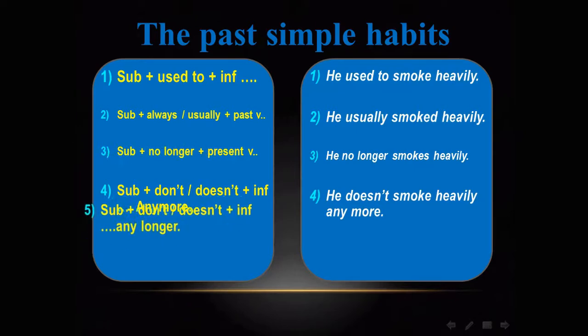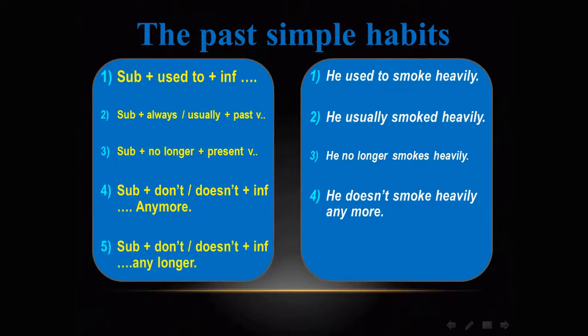The fifth case it's similar to the fourth case فيها شبه شوية من الحالة الرابعة وهي sentence begins with subject then don't or doesn't and ends with any longer. يعني فوق any more هنا any longer. الإكزامبل بتاعي برضه he doesn't smoke heavily any longer. يبقى we have 5 cases to express a habit in the past عادة في الماضي and we stopped doing it بطلنا نعملها تاني.